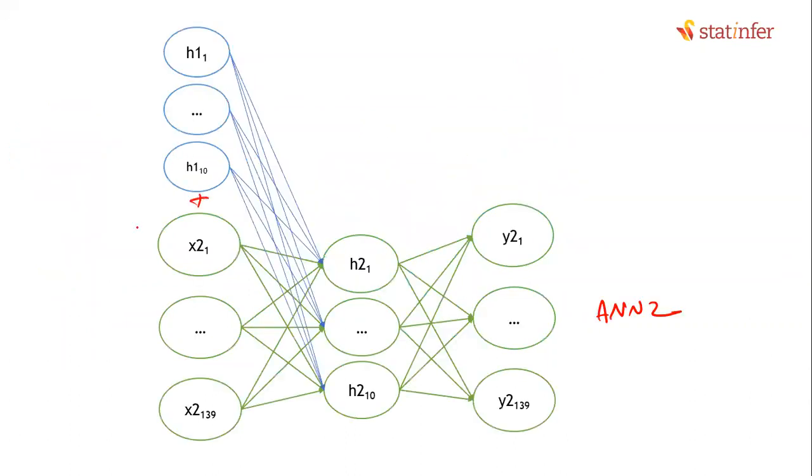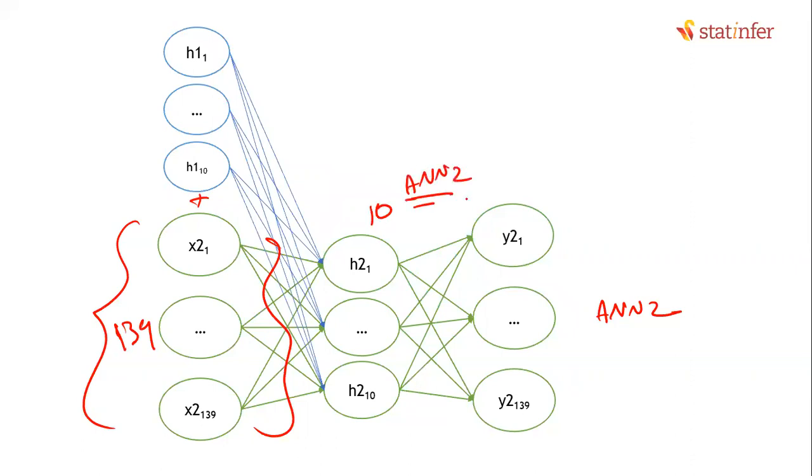Take that, append it to word 2. Again, word 2 has 139 nodes. Again, we can build it with 10 hidden nodes. This is ANN 2 that I'm talking about. Again, word 3 has 139 nodes. However, how is this appending done?